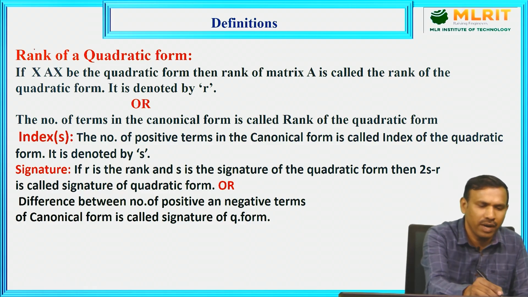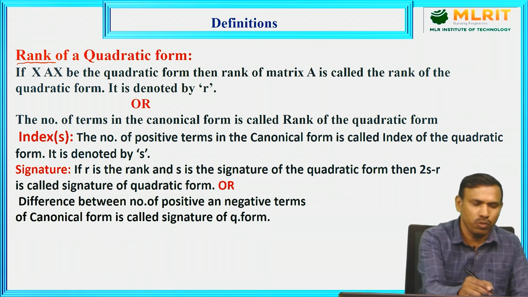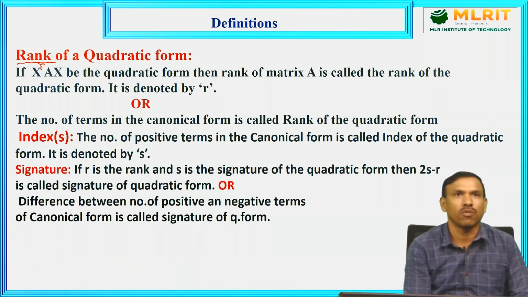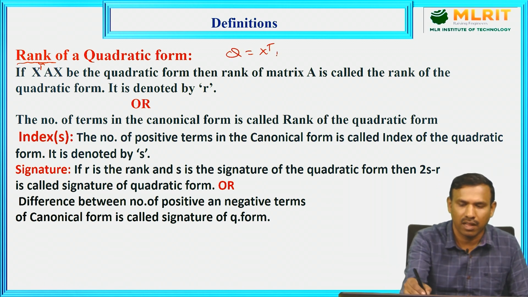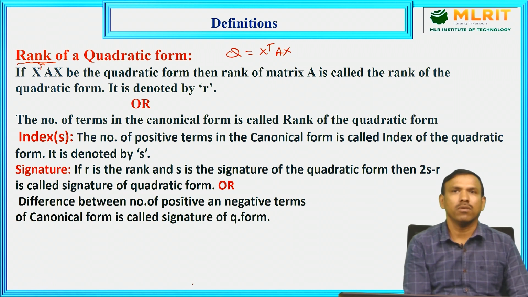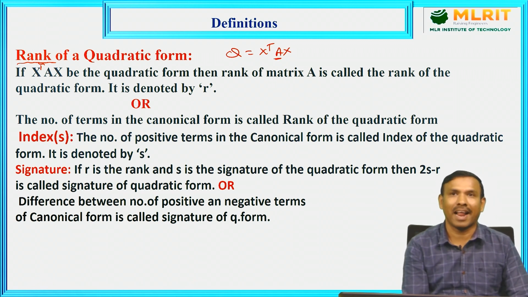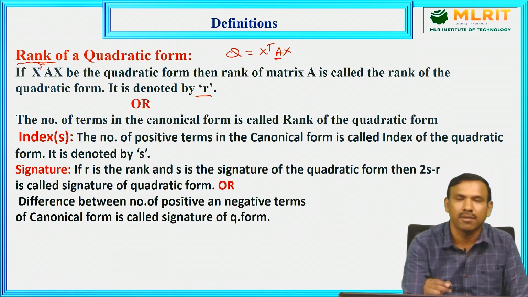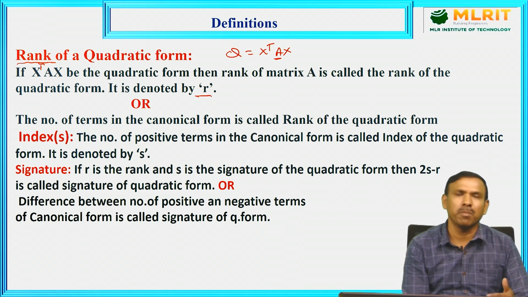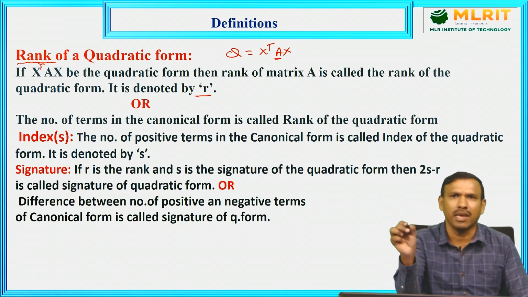Now, first one we define the rank of a quadratic form. What does rank mean? Suppose x transpose Ax is a quadratic form. Generally, every time we say quadratic form, it means x transpose Ax. In x transpose Ax, the rank of the matrix A will be the quadratic form's rank, which is denoted by R. The rank of the matrix involved in the quadratic form is treated as the rank of the quadratic form. That is one case. Simply, you can find the rank of A and tell.